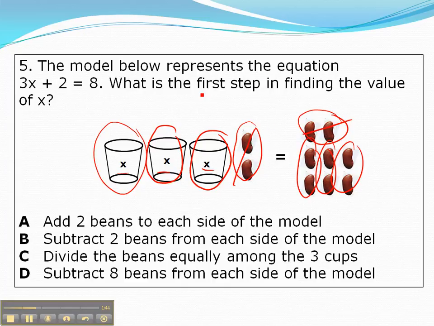But the question is asking us, what is the first step? The first thing we need to do is subtract 2 beans from each side of the equation. So that's answer choice B. Subtract 2 beans from each side of the model.